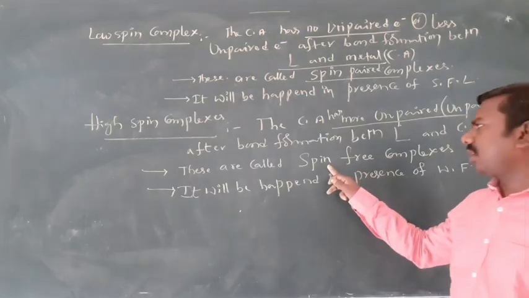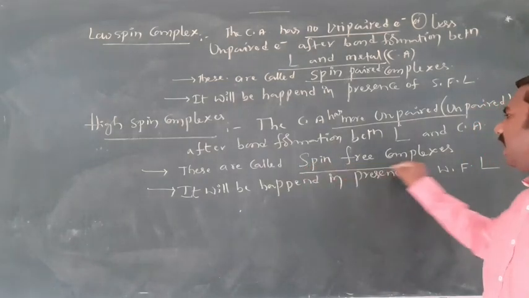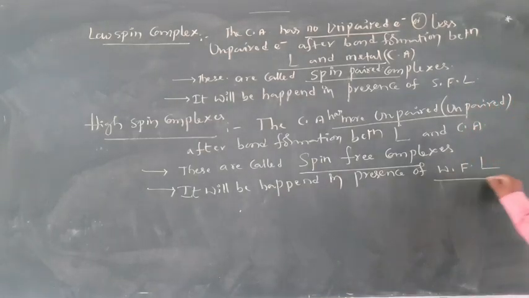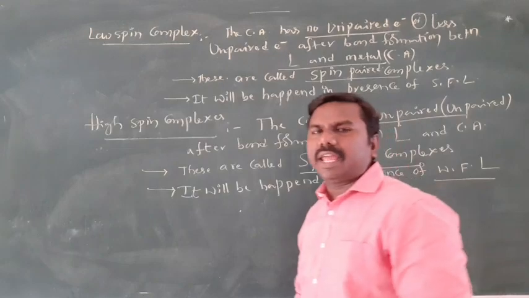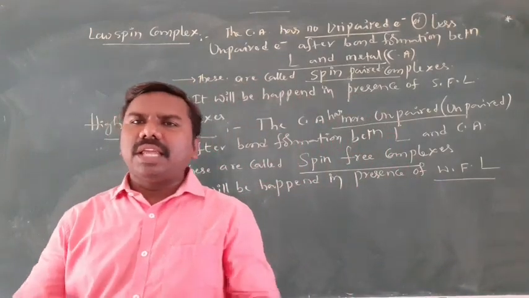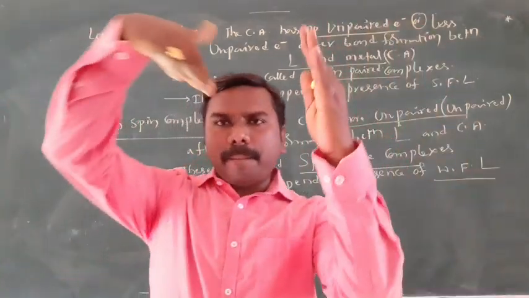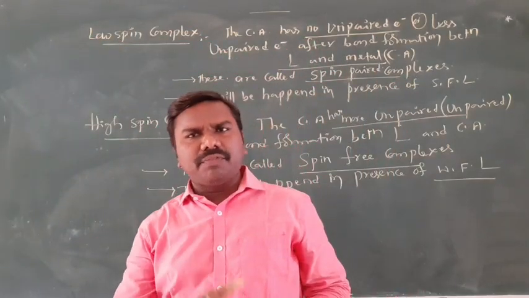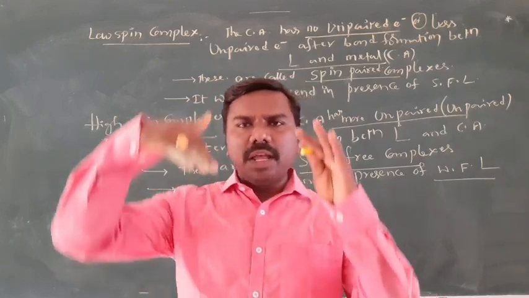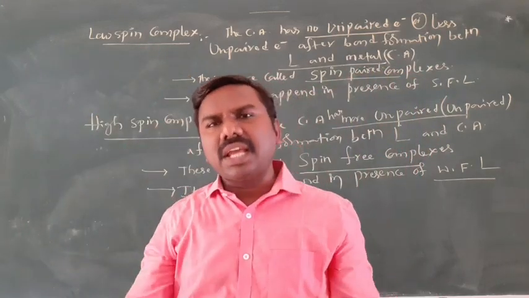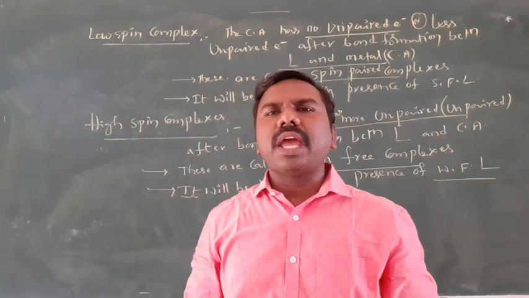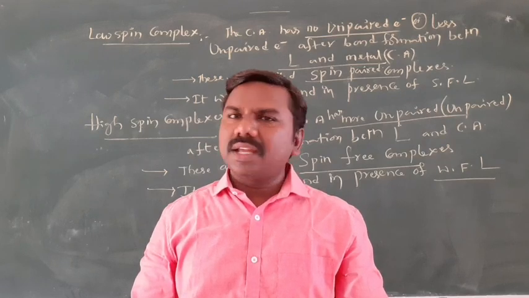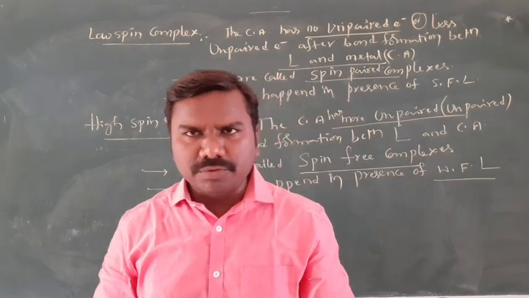complexes. These are called spin free. Free means more spin. It happens in the presence of a weak field ligand. The strength of the ligand is weak, so there is no chance to pair electrons. So whether it is a weak field or a strong field depends upon pairing energy and splitting energy. This topic we can study clearly in the next topic, crystal field theory, so as not to get confused.